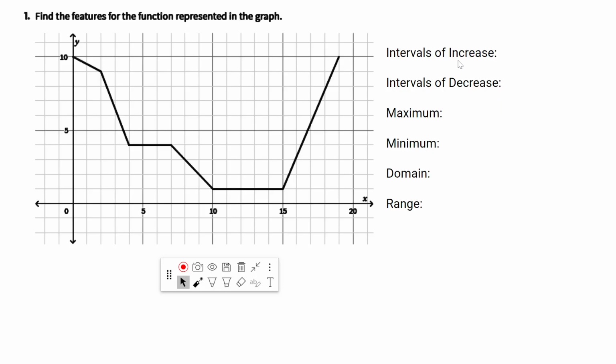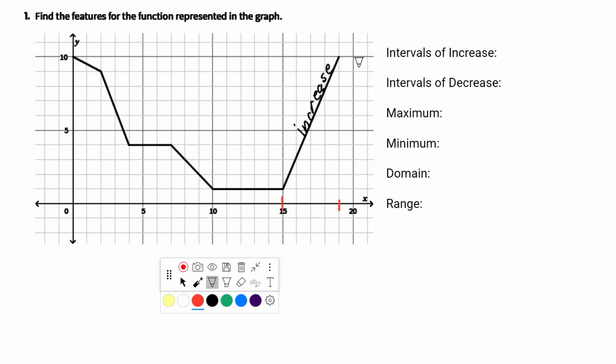So intervals of increase, that's going to be intervals of x where we see the graph increasing. If I look at this particular graph, it is only increasing on this part. This portion is increasing, and that is for x values from 15 to 19.